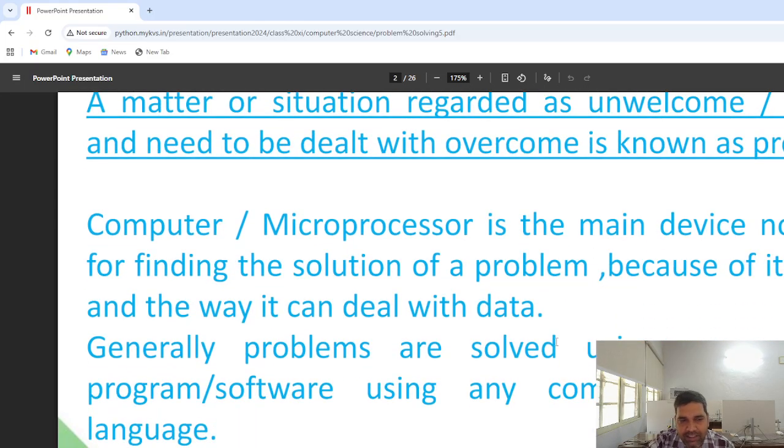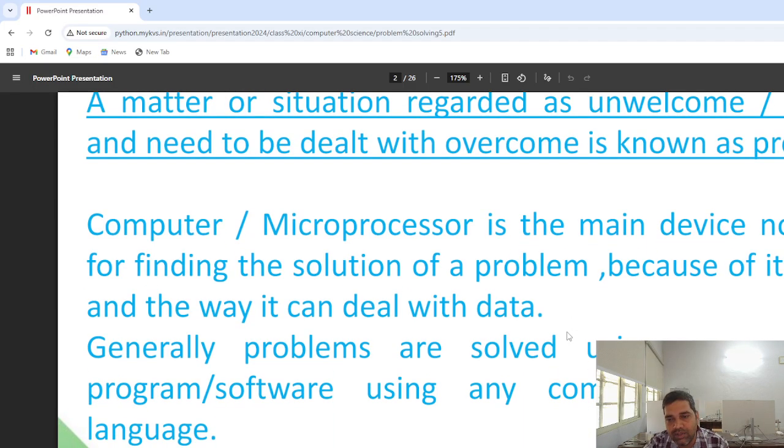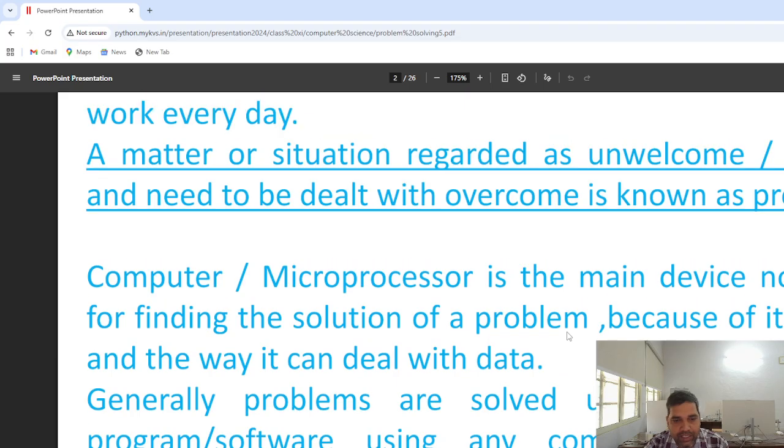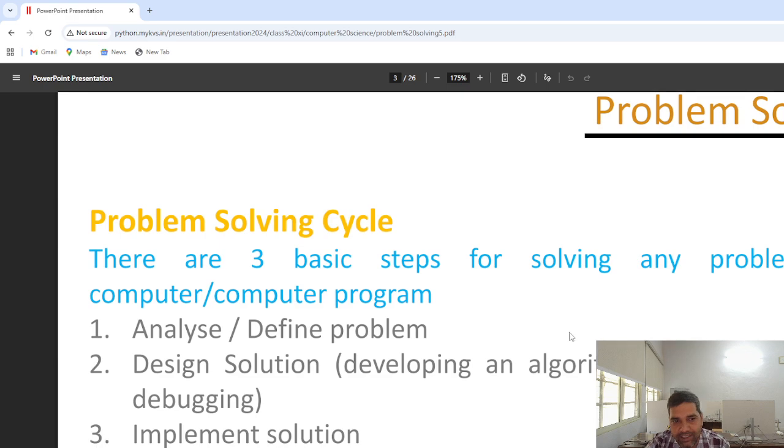So everyone has some problems, in their academics, in their life, or maybe at their homes. So students, the computer or microprocessor is the main device nowadays for finding the solution of a problem because of its speed, because a computer has a very fast processing speed and the way it can deal with the data. So generally students, problems are solved using some sort of program or software. We use a programming language. As we are studying, Python is one of the programming languages through which we solve different types of problems.